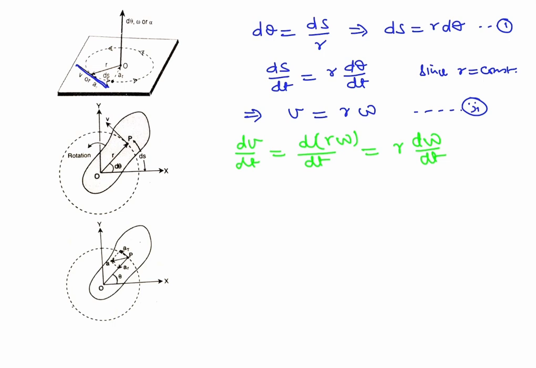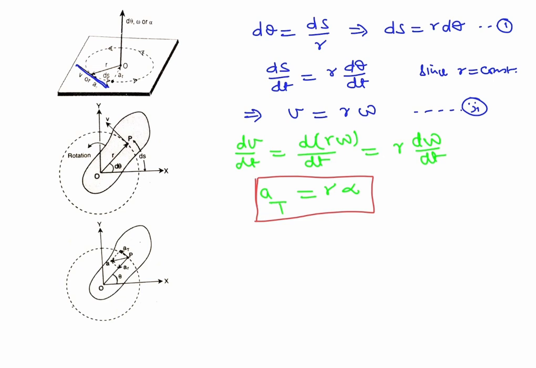But dv by dt represents the magnitude of the tangential acceleration of the particle, that is at is equal to r. d omega by dt represents the angular acceleration of the particle, that is alpha. So this is the new equation and represents the relationship between the tangential acceleration and the angular acceleration. And this tangential acceleration is along the tangent to the circle at any time t.